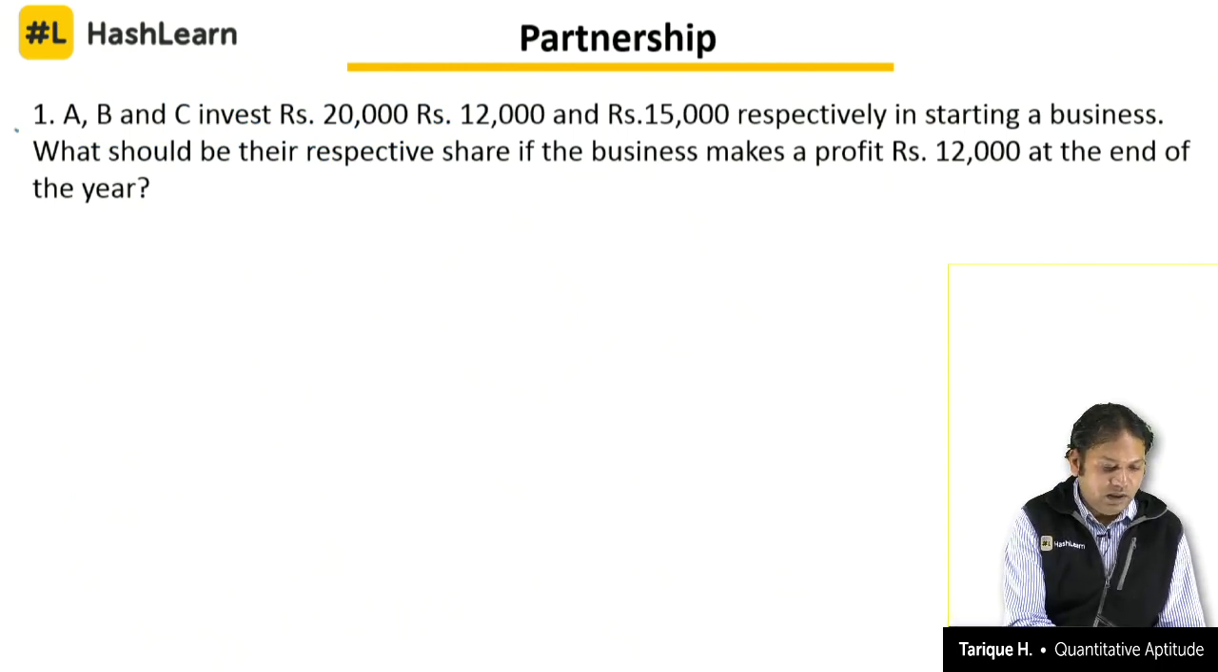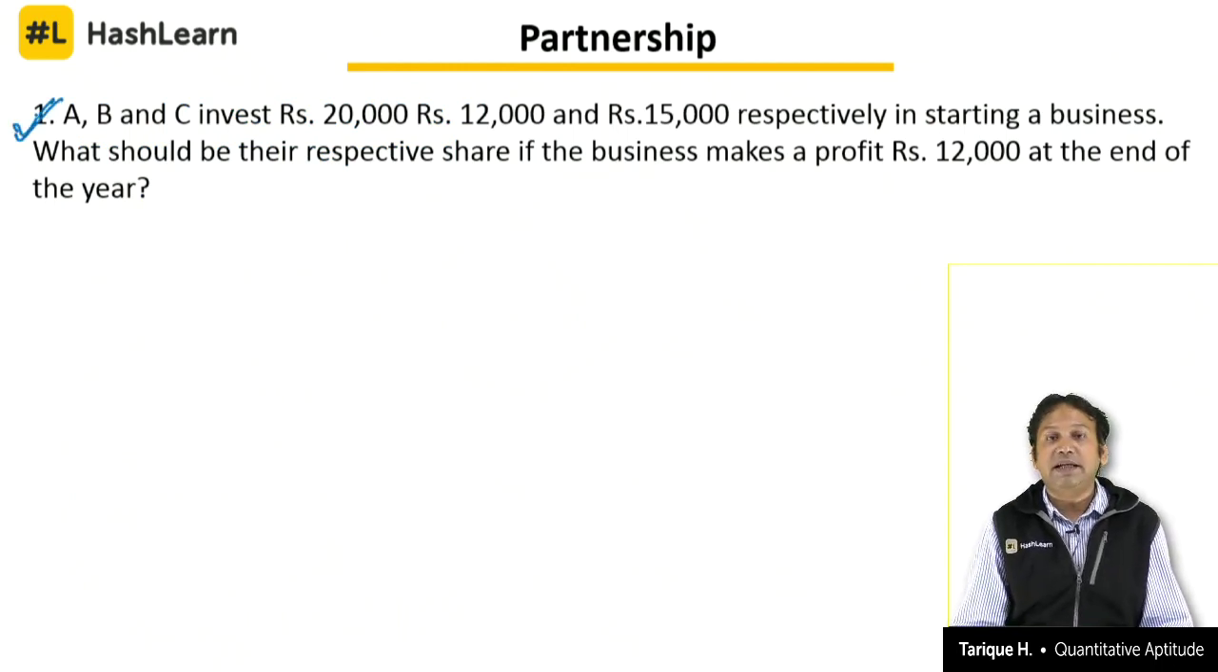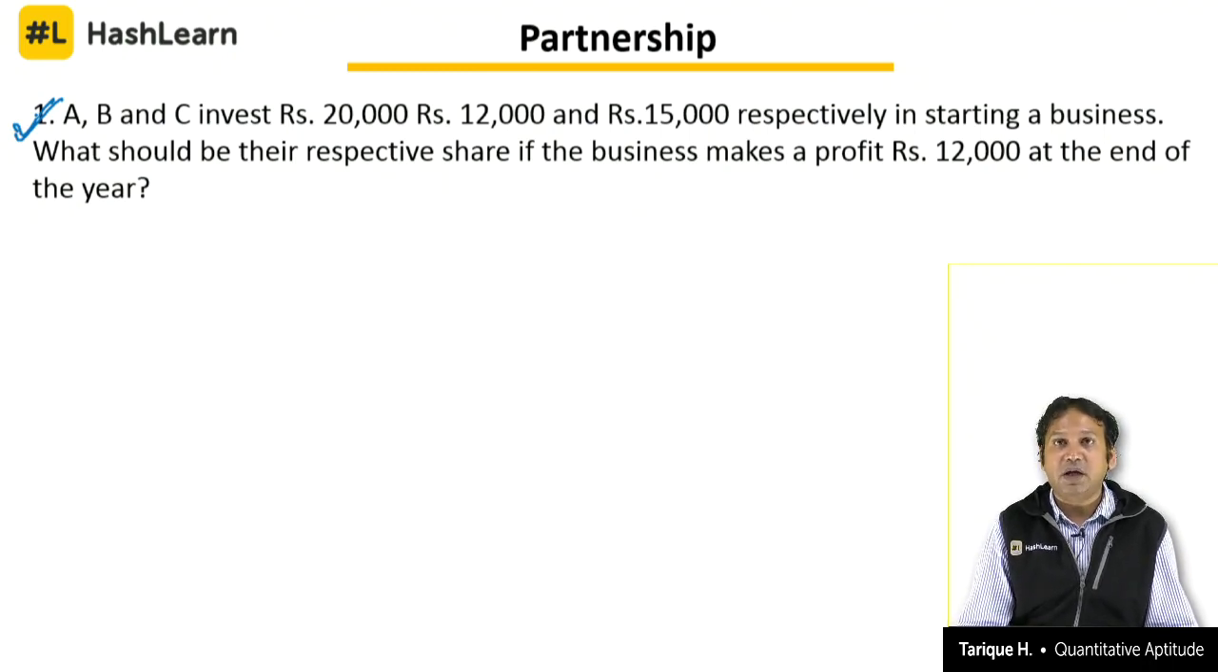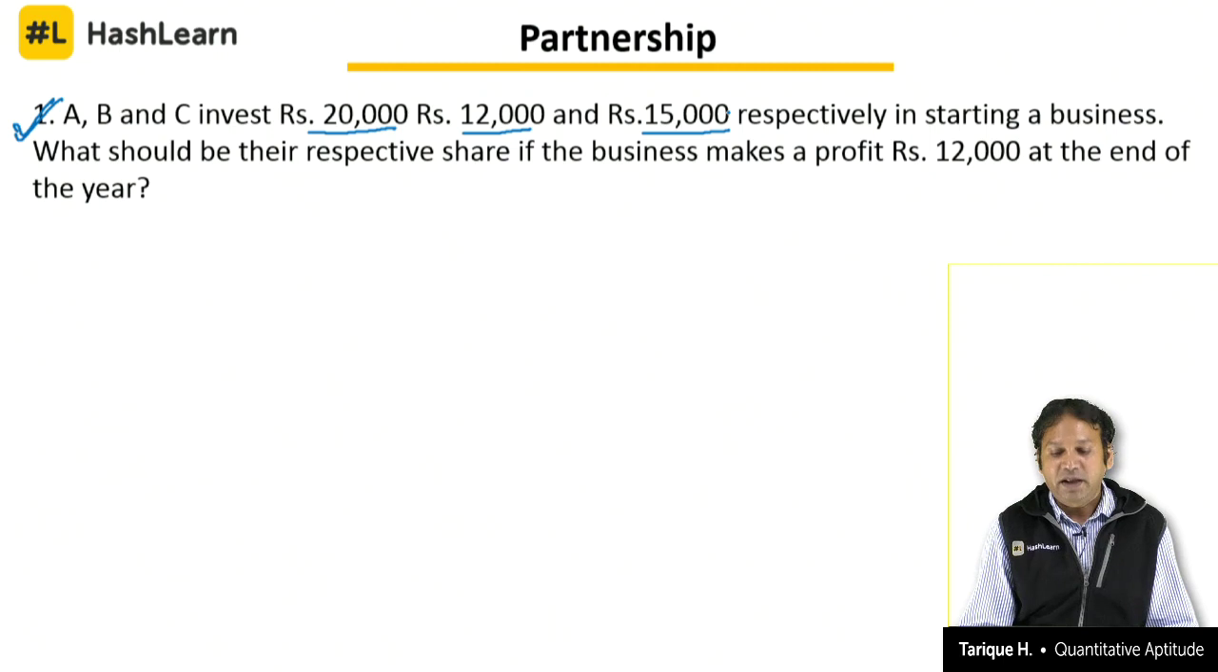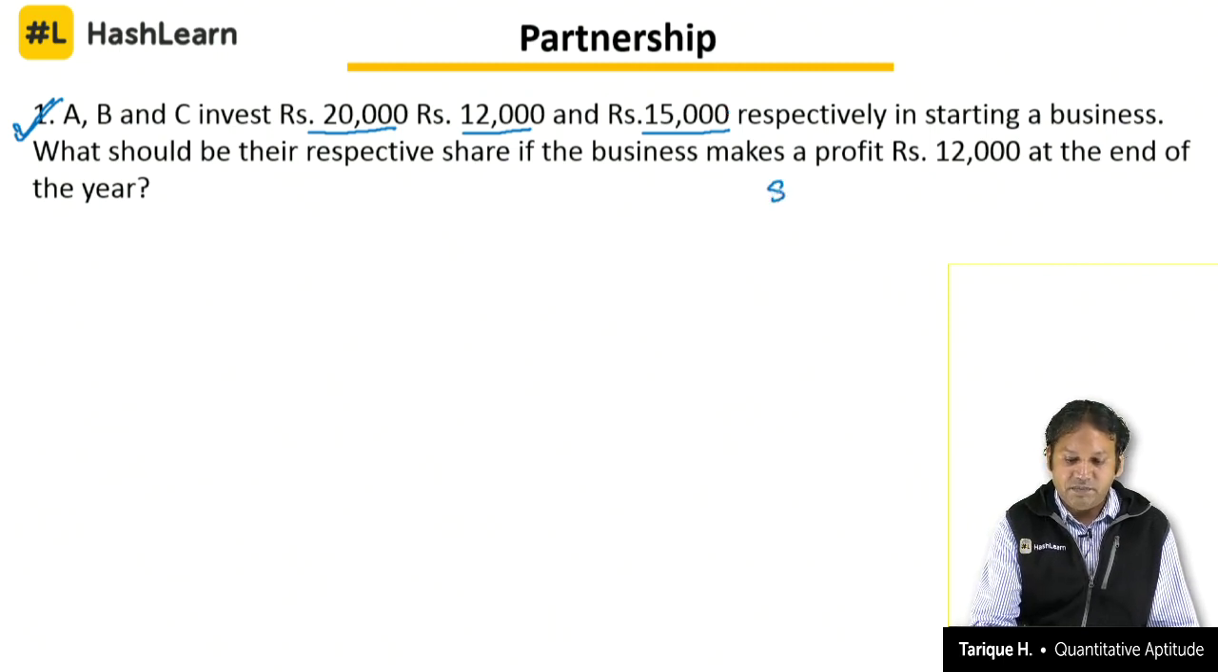Okay? So, let us look at the first question here. A, B and C invest rupees 20,000, 12,000 and 15,000 respectively in starting a business. What should be their respective share if the business makes a profit of rupees 12,000 at the end of the year? Now, since nothing has been mentioned, it's just given how much they are investing. No change is happening, time is also the same. That means what is it? It's a case of simple partnership.